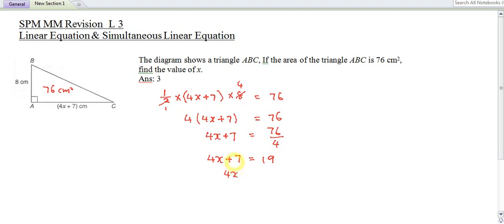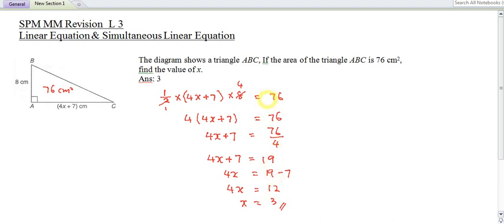So x plus 7, the 7 becomes negative. So 19 minus 7. Okay, x is equal to, this one, if you can't calculate mentally, you can just use a calculator. It's 12. x is equal to 12 divided by 4. You get 3. Okay, so that's not that difficult, right? But the first part is very important to form the equations.